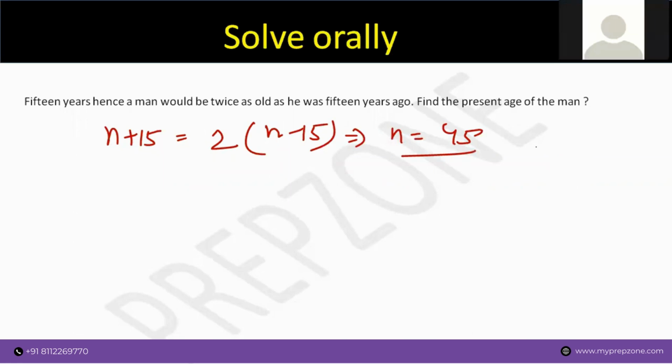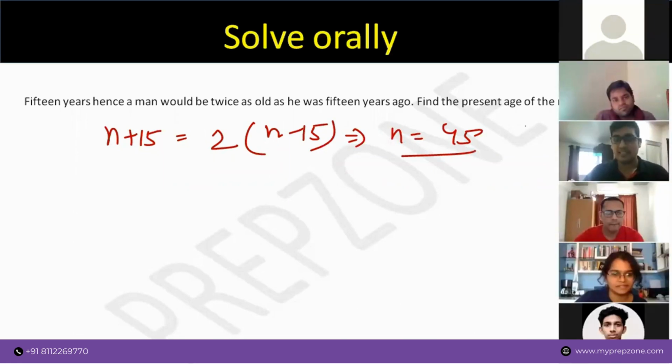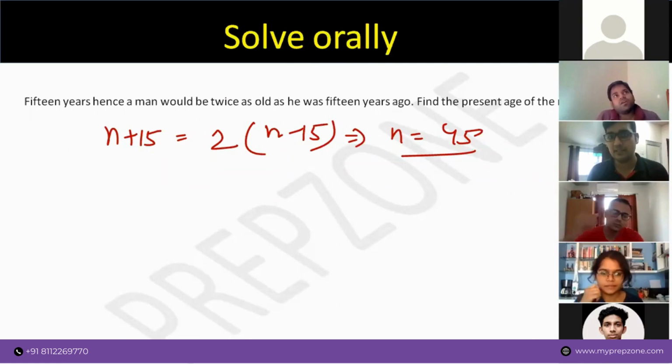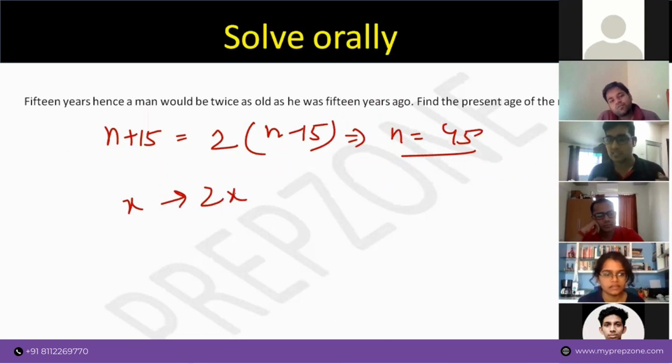But any reason why you assumed the present age is x? If you just read the question, 15 years hence, a man would be twice as old as he was 15 years ago. Had you assumed that his age 15 years ago is, say, x, his age after 15 years becomes 2x, which means from 15 years in the past to 15 years in the future, the difference is 30 years. And the difference is actually x to 2x, so the difference here is x, which means the value of x has to be 30. And x here was the age 15 years ago. So present age will be 30 plus 15, 45.